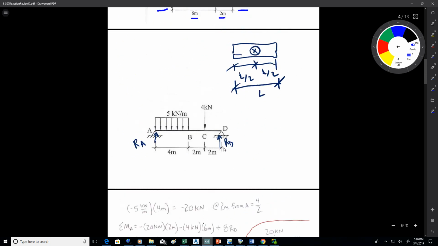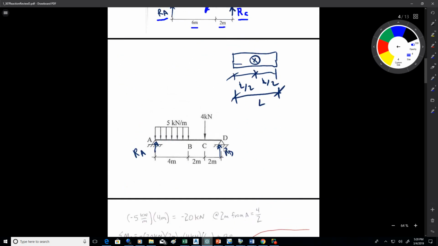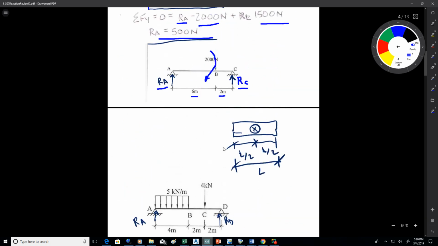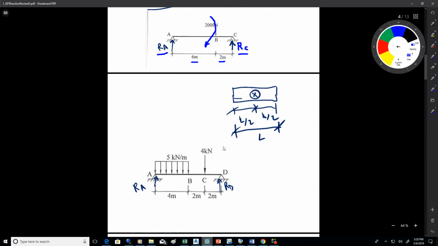All right. Now the next one here, what we've got is a distributed load from A to B, 5 kilonewtons per meter. And then we've also got another point load there at C, and we've got the dimensions down below. So again, it's a simply supported beam, no applied X forces, so we've got RA and RD.